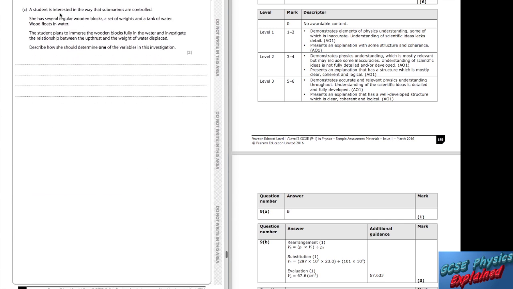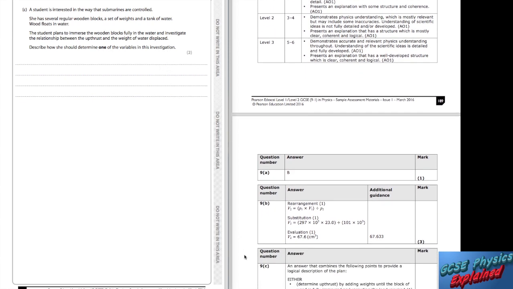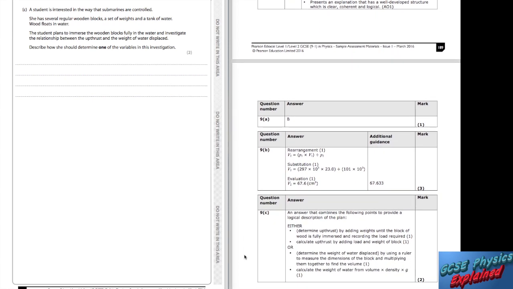Question C. A student is interested in the way that submarines are controlled. She has several regular wooden blocks, a set of weights, and a tank of water. Wood floats in water. The student plans to immerse the wooden blocks fully in the water and investigate the relationship between the upthrust and the weight of the water displaced. Describe how she should determine one of the variables in this investigation. So it's probably easier to calculate the upthrust.